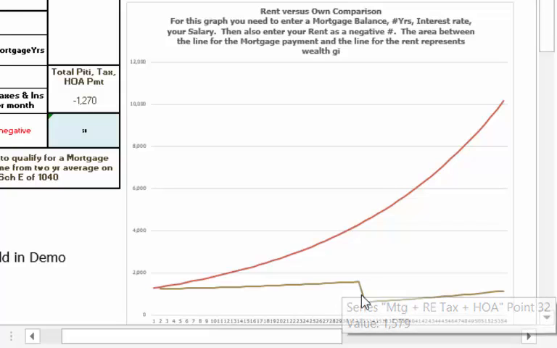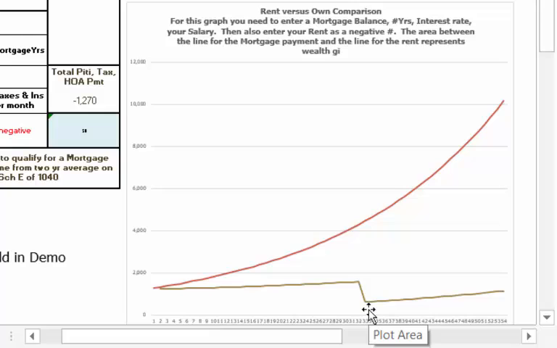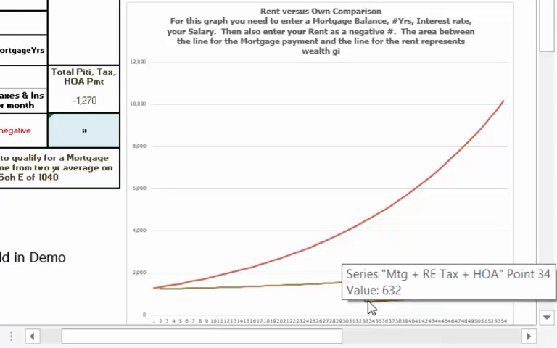But look at this. Boom, it drops down. Why? Because it's a 30-year mortgage. At the end of the 30 years, it's paid off. So it drops down to just paying the real estate tax now.